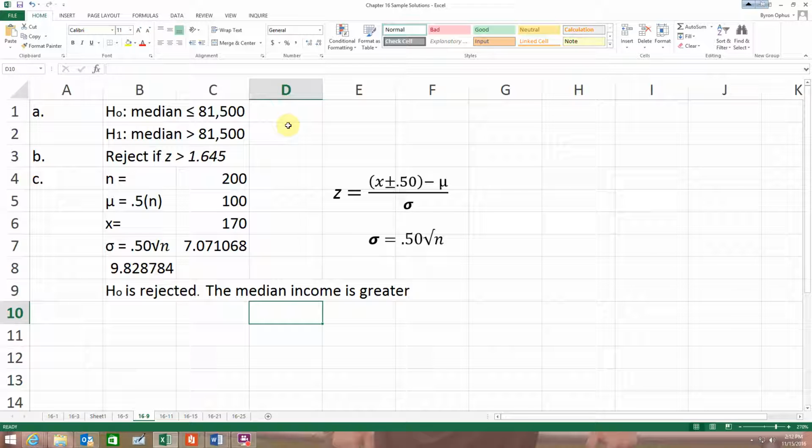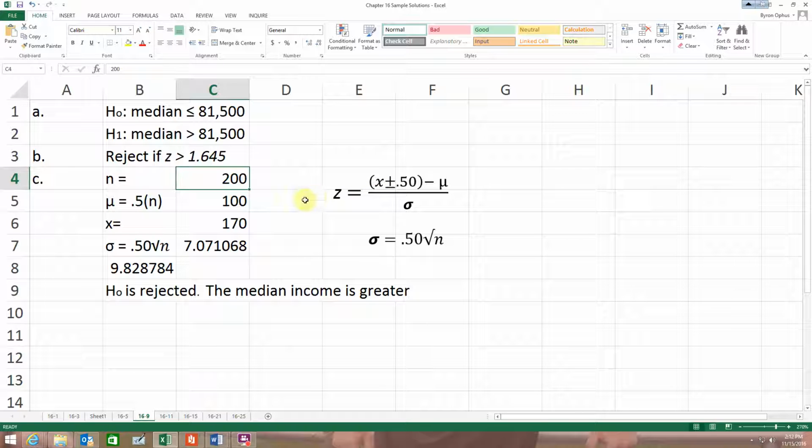State our hypothesis, which is that the alternate hypothesis is that it's greater than 81.5, and our null hypothesis then is that it's less than or equal to 81.5. We're at the 0.05 significance level. So again, I reject if z is greater than 1.645. My n is 200 because I don't include the 5 that are exactly the same. I throw those out.